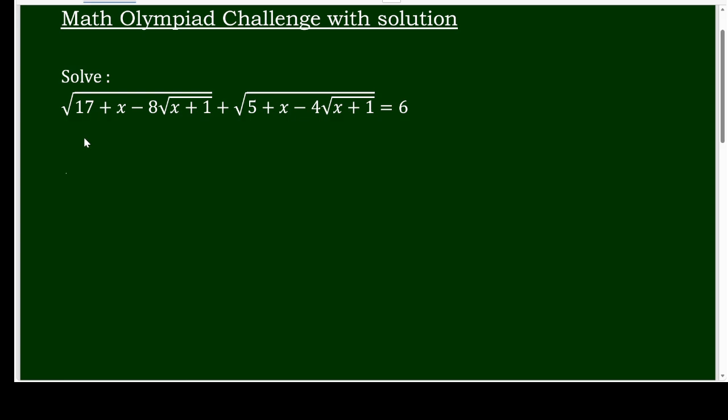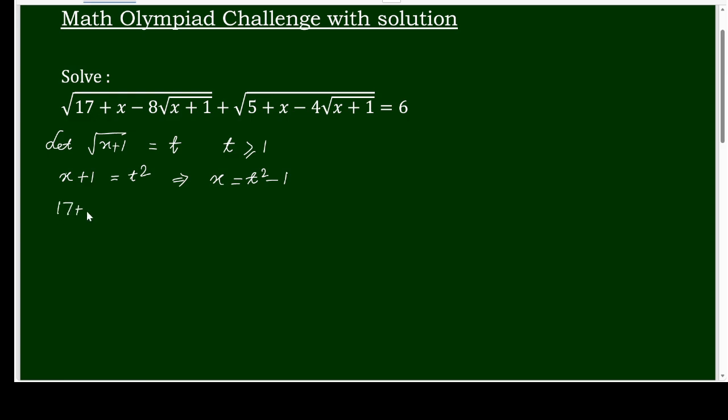So it is clearly understandable that we can take square root of x plus 1 equals t, but the condition is t should be greater than or equal to 1. Then x plus 1 is t square, or x is equal to t square minus 1. Then we'll simplify each of these expressions.